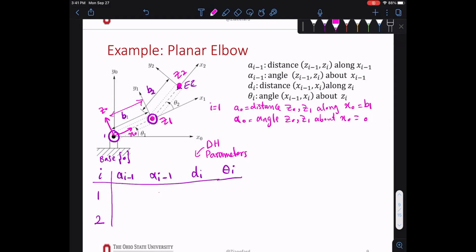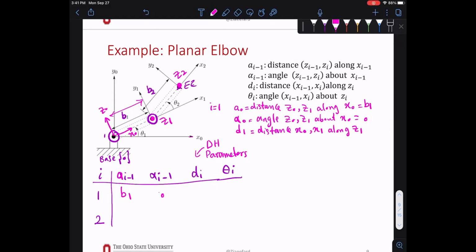As long as you feel under them properly, it's fine. So this is A. A was B1, this is 0, right? Now D is DI, I is 1. So D1 is distance X0 and X1 along Z1. So X0 is here, X1 is here.